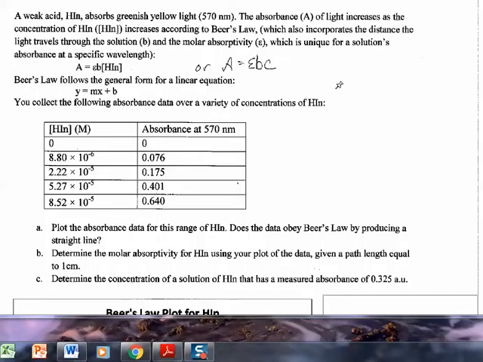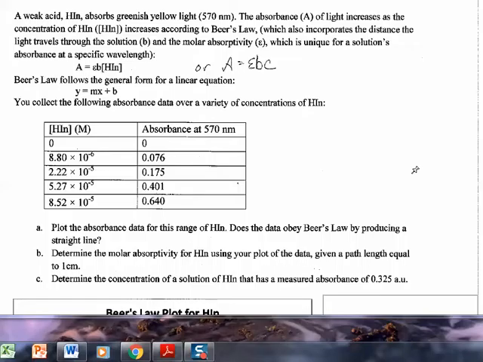If you collect the following absorbance data over a variety of concentrations of the indicator, which is typically what you may do in a lab, you will find that as you increase the concentration, the absorbance increases. So the first part we want to think about is plotting that absorbance data in this range of the indicator concentration to find out if it actually obeys Beer's law. Will it make a straight line?